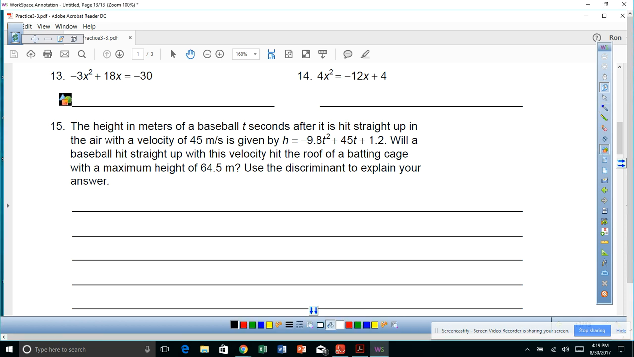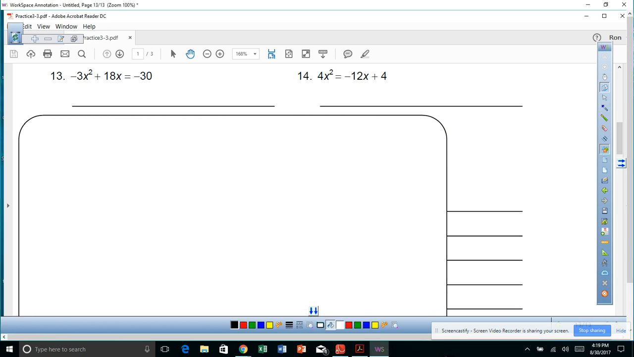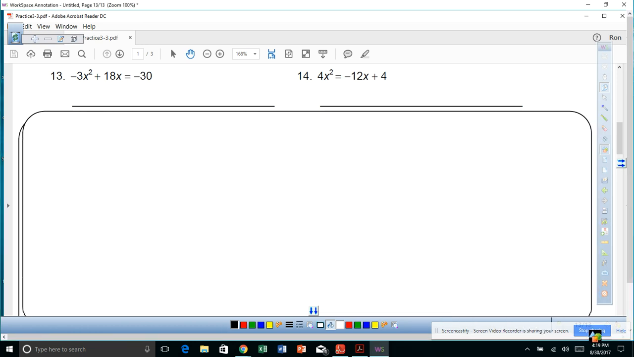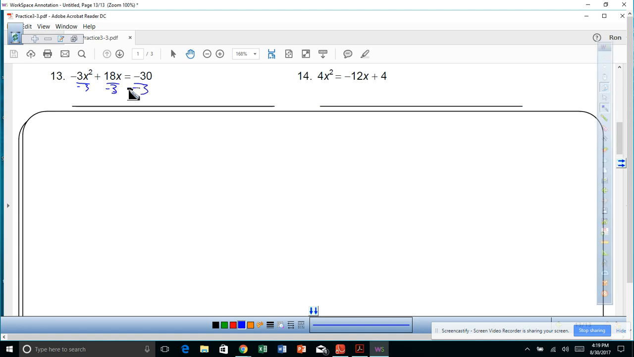We're going to do something very, very similar. There we go. All right, so it's already over there. I'm going to divide everything by -3, and I'm going to get x squared minus 6x equals 10. X squared minus 6x equals 10.